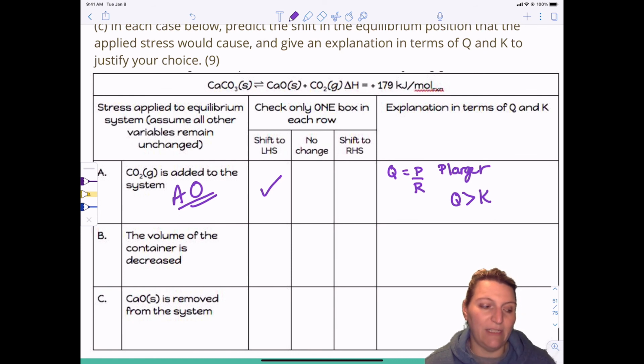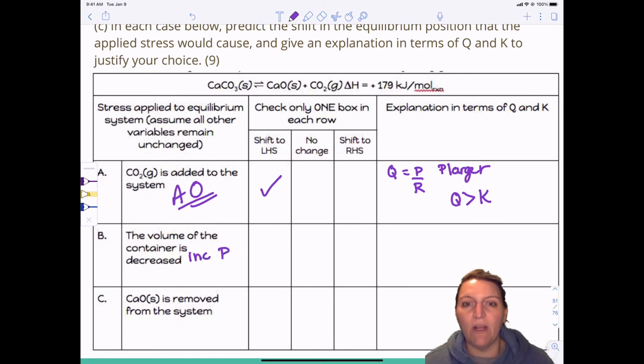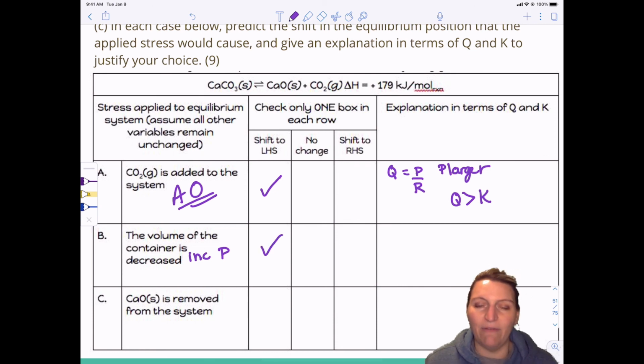The volume of the container is decreased. That's really another way of saying you're increasing the pressure. When you increase the pressure, it shifts to the side with less moles of gas, which is again the left-hand side. We're not working with Q and K here. Calcium oxide is removed from the system. Well, this is a solid, so removing the solid should not have any change in the equilibrium. Think of how Q would change. Q would not change, right? So if Q doesn't change, K doesn't respond to a change in Q.